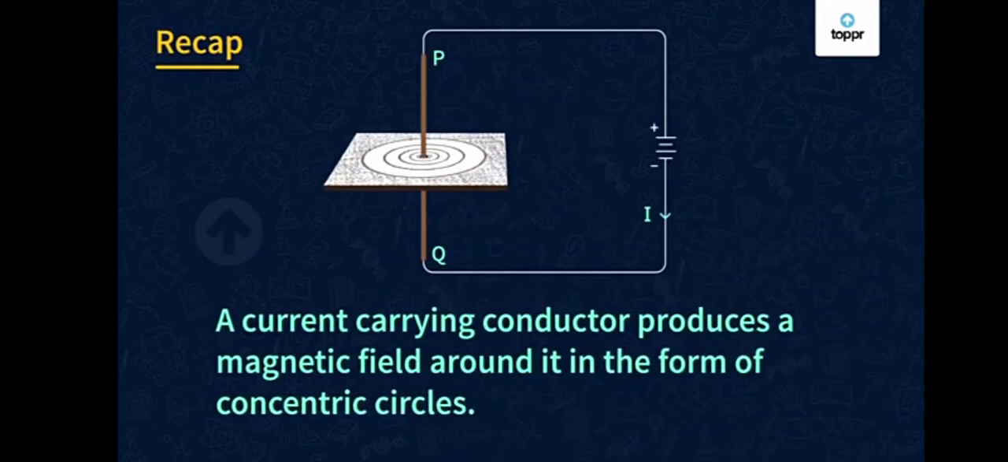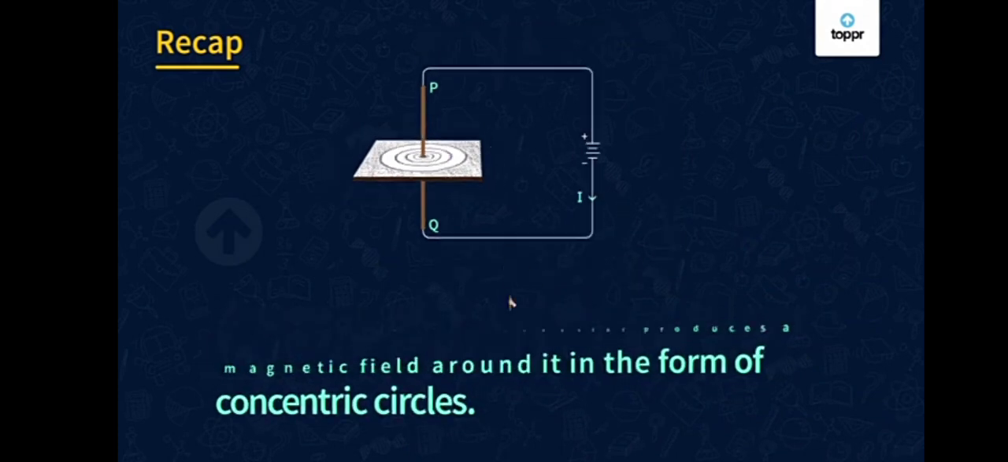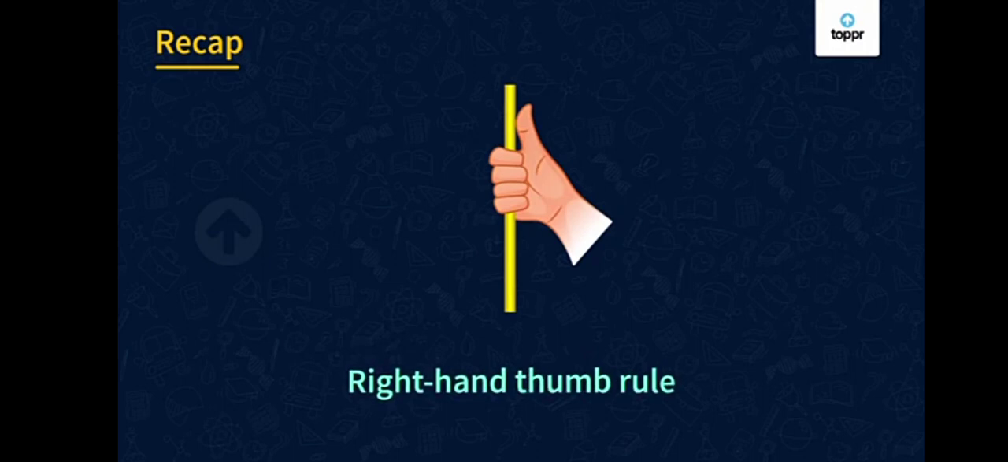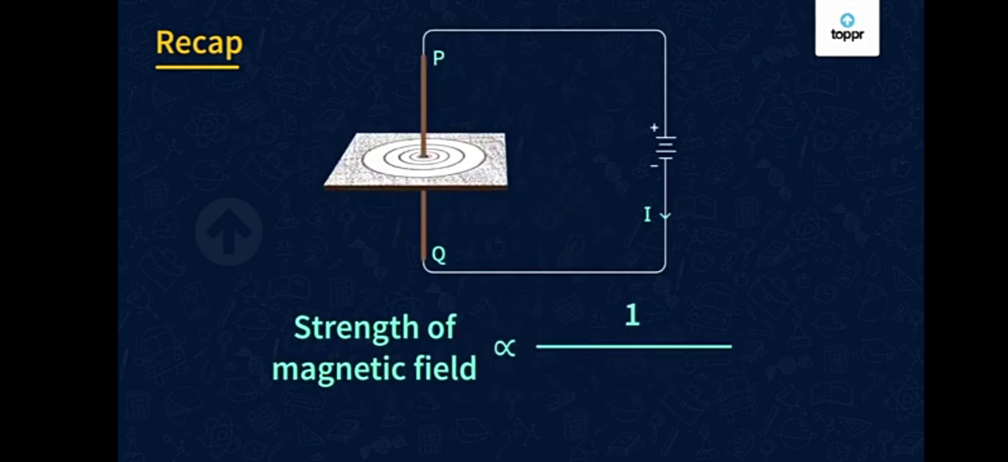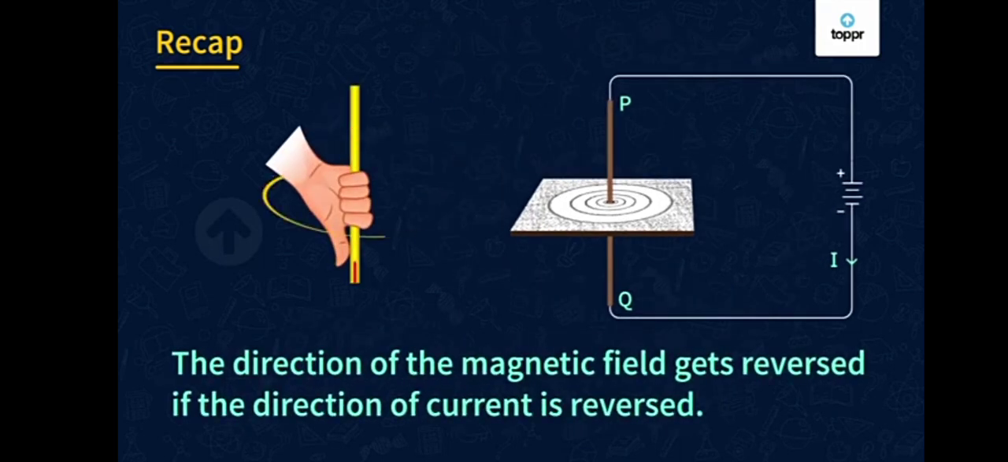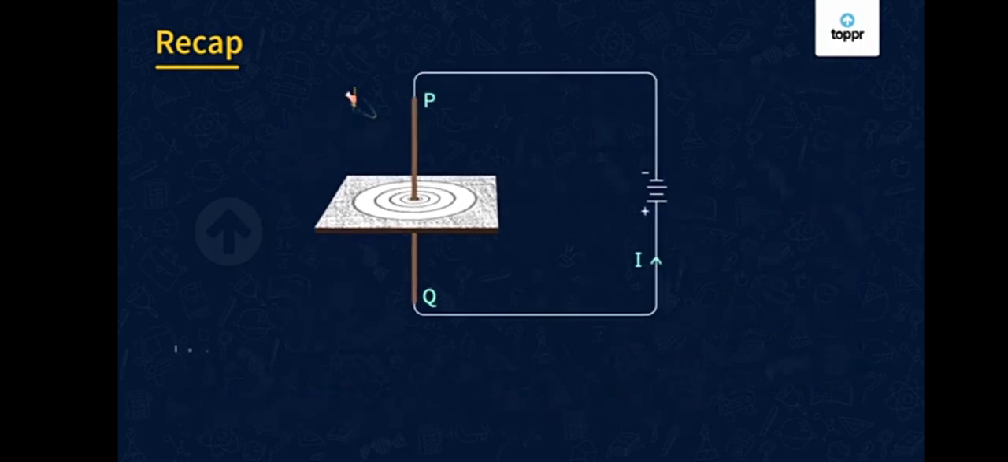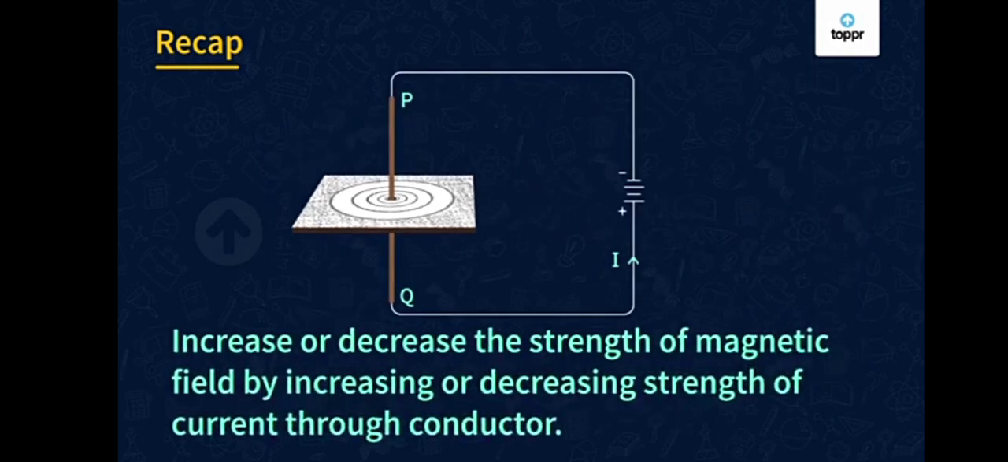That's all for today. Let's quickly recap what we have learned. A current-carrying conductor produces a magnetic field around it in the form of concentric circles. And the direction of the magnetic field is given by the right-hand thumb rule, which states that if we stretch the thumb along the direction of current, then the fingers show the direction of magnetic field lines. The strength of the magnetic field is inversely related to the distance from the conductor. The direction of the magnetic field gets reversed if the direction of current is reversed. And we can increase or decrease the strength of the magnetic field by increasing or decreasing the strength of the current through the conductor. Hope you got to learn some new and interesting things.